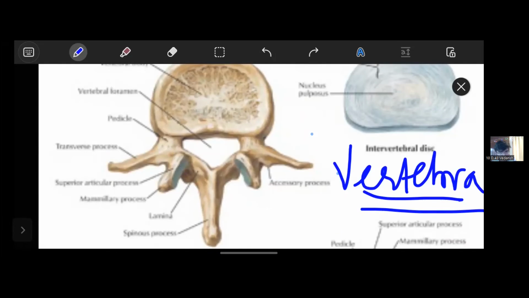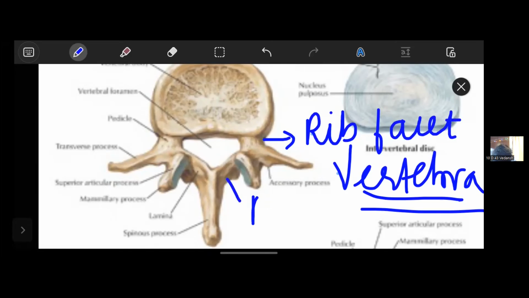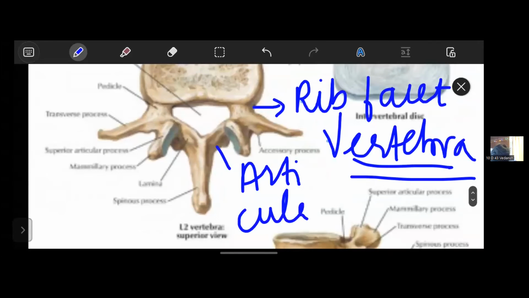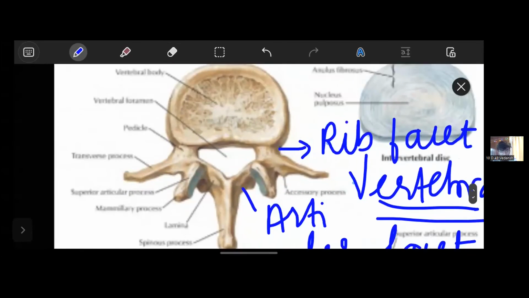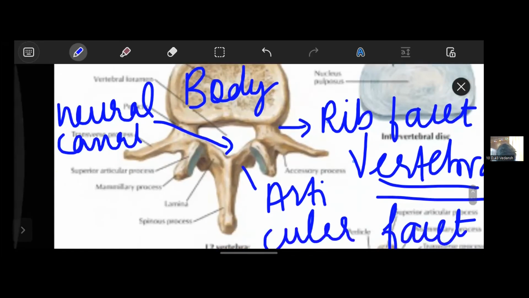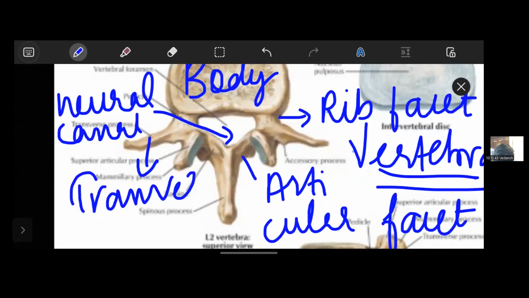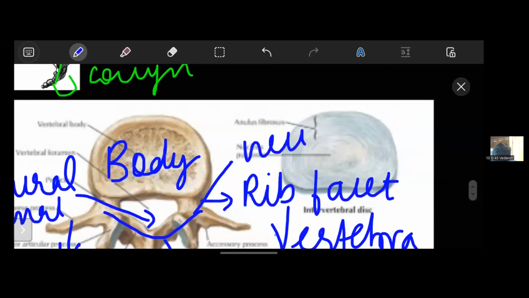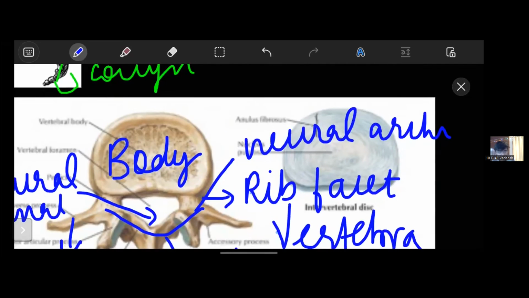This is the thoracic vertebra, correct? Now, this part is called the rib facet. Okay, then we have the articular facet. Okay, then we have the body. Okay, then this is known as the neural canal. This is the transverse process. Okay. And these are the neural arches. Same follows for the lumbar spine also, so I don't have to explain that.